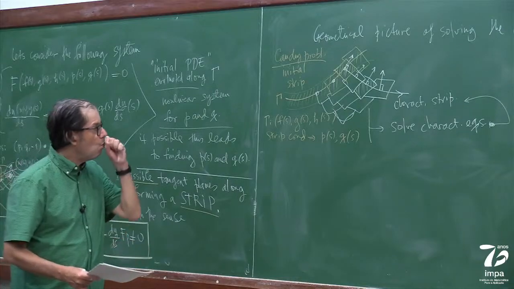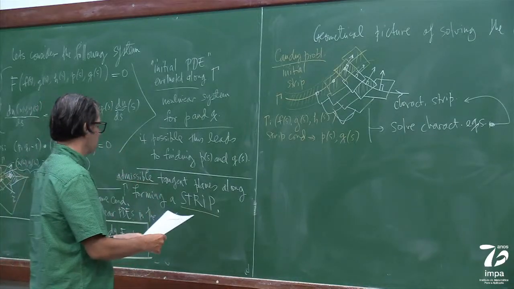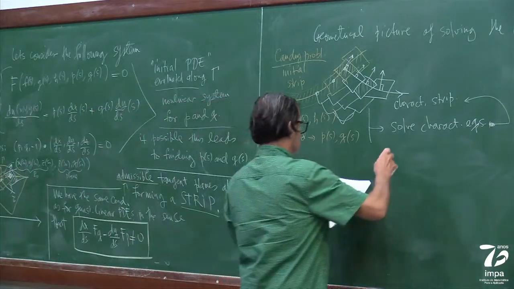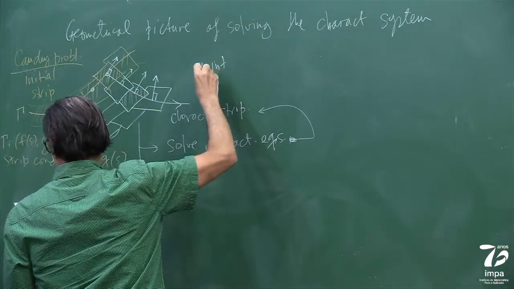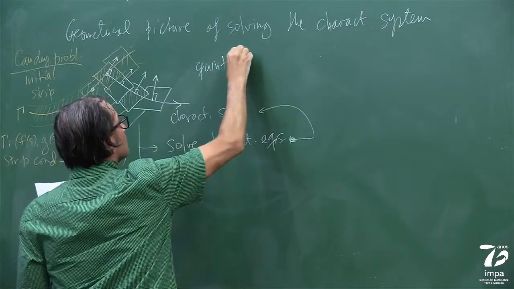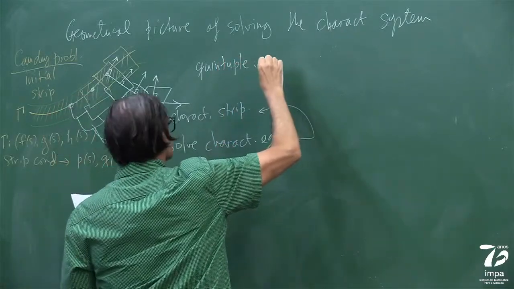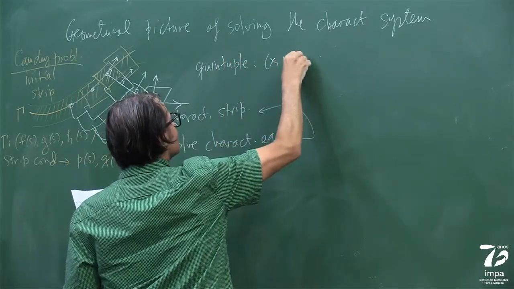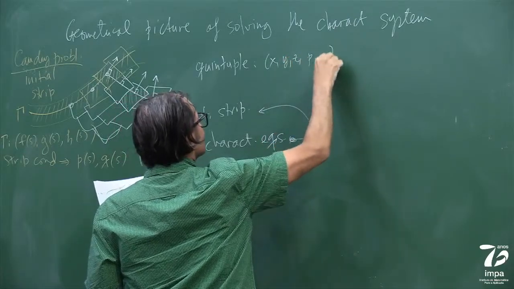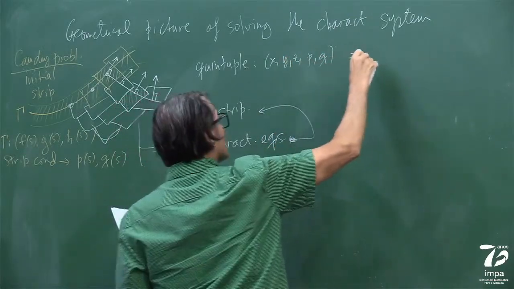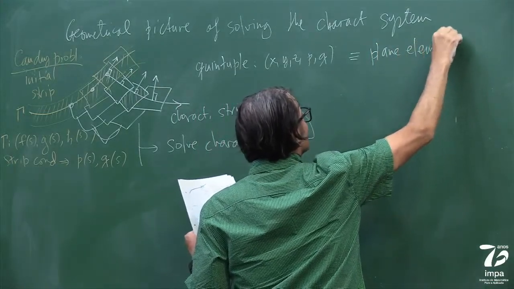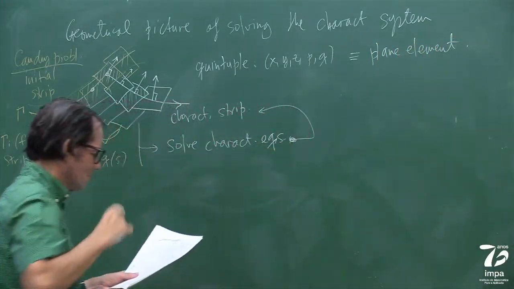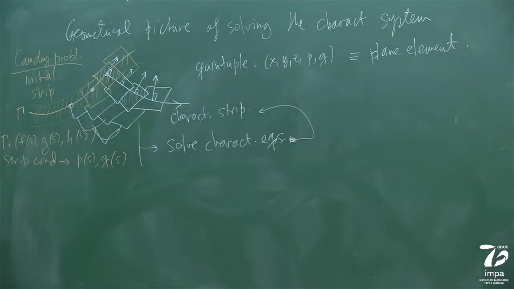So, as I mentioned, this quintuple is what we call a plane element, or the tile, as I mentioned to you, right?